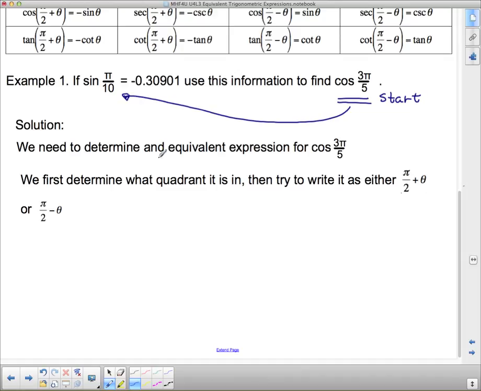So this says we need to determine an equivalent expression for cos of 3 pi by 5. First we determine what quadrant it's in, and then we're going to try to write it either as pi by 2 plus theta or pi by 2 minus theta. So what quadrant is 3 pi by 5 in? Well, it goes past the half. Now remember, this up here is pi by 2.